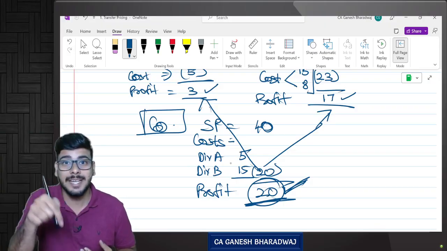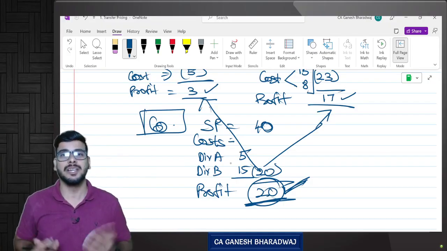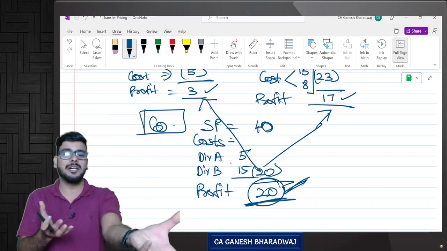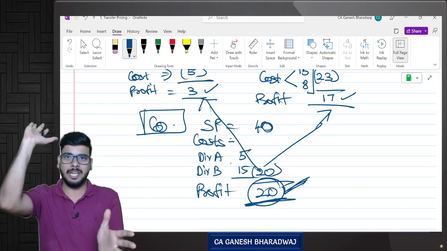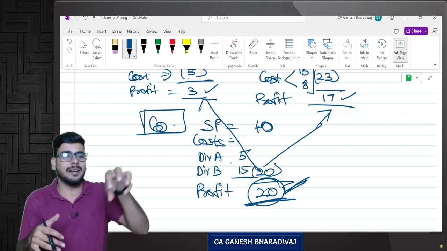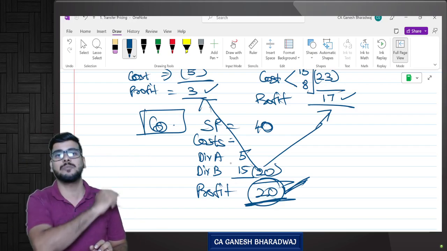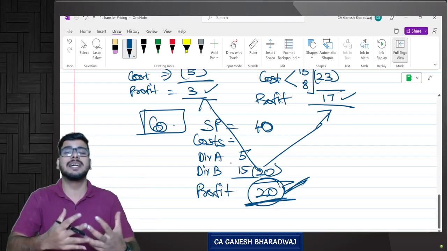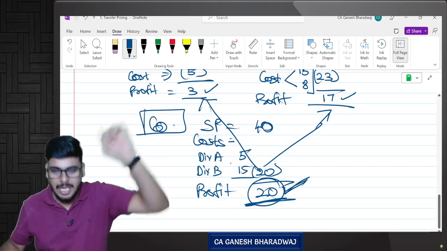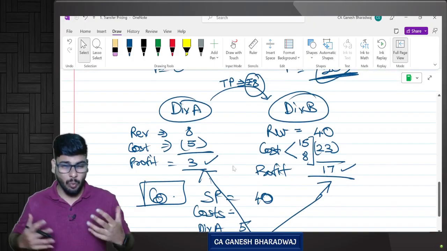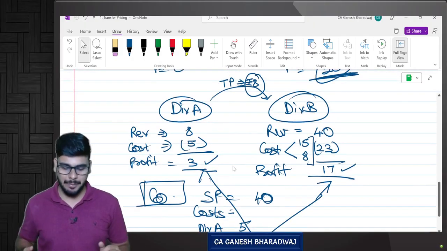That is why I said this is an internal decision making. Because I keep a transfer price, it does not affect my company as a whole. But inside the company, division A and division B's profit gets affected. That's why I said transfer pricing is an internal decision making that is used for control purposes. Now, why is this happening? Sir, why does transfer price not impact my overall profit?